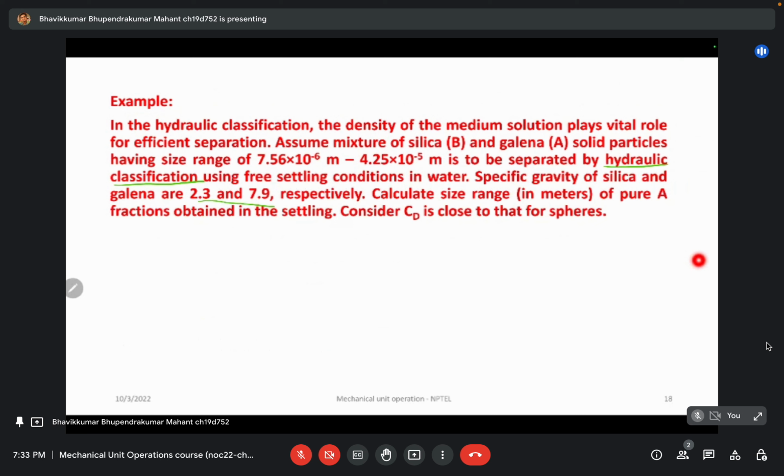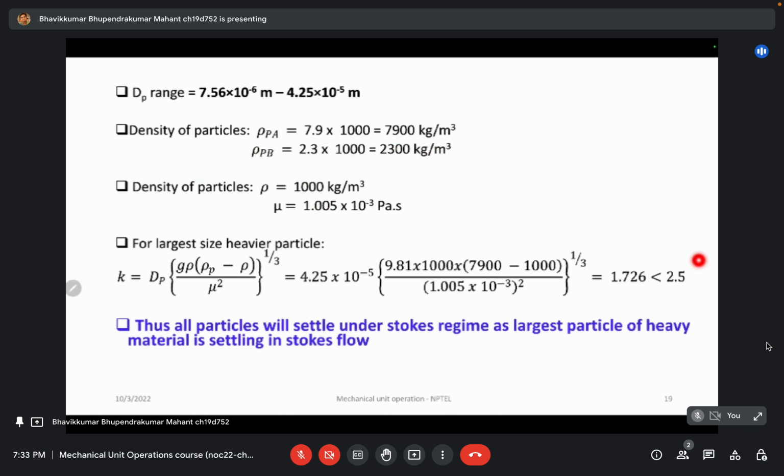We have already seen one kind of example for this size range of fractions for a particular heavy particle as well as the light particle. Here also we consider CD is closed for the sphere, so we don't need to think about the CD value. Now we start with the dP diameter range, 7.56 into 10 to power minus 6 to 4.25 into 10 to power minus 5 meter.